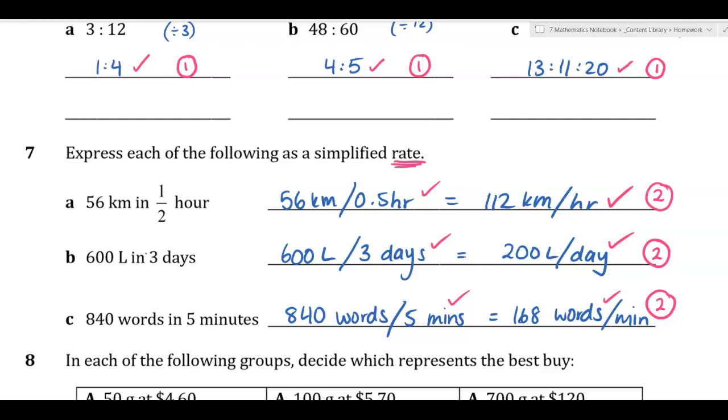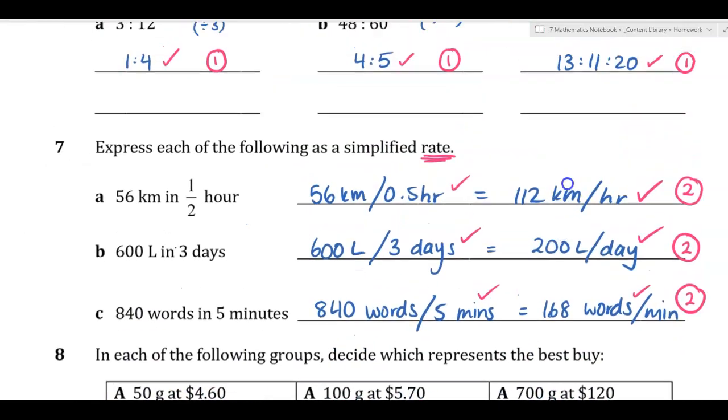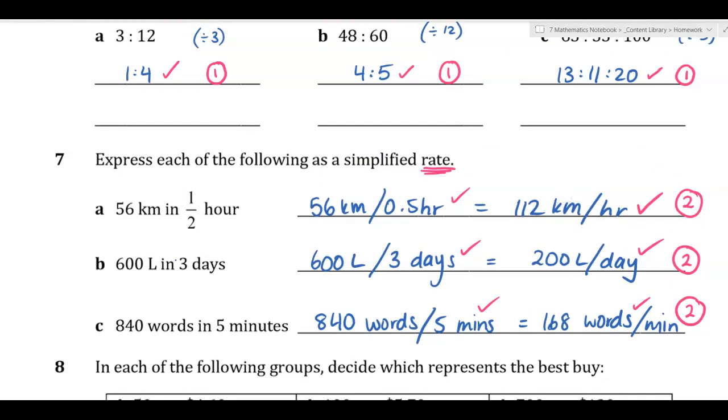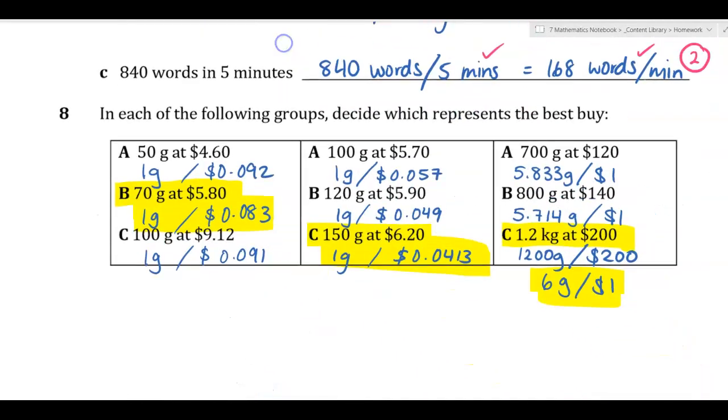All right, and question 8 is your best buys. So the first column, which one was your best buy? B? I got B as well. So you simplify it down. I was looking for 1 for some working and 1 for the correct answer. So each of these is worth 2 points.